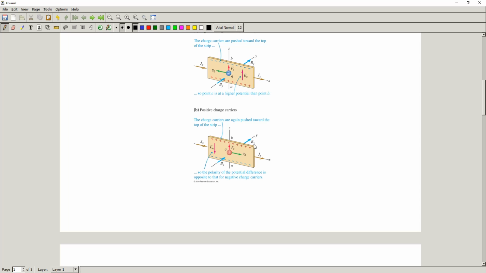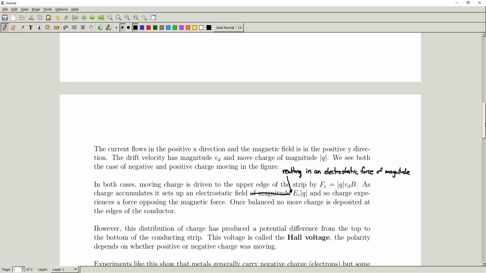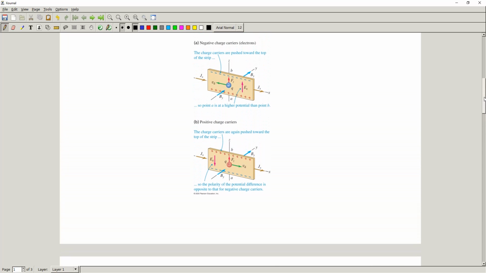So the moving charge is what gets driven upward. We end up with a buildup of that charge on the top edge of the plate, and a corresponding buildup of the opposite charge on the bottom plate, right? Because we have charge conservation across the whole conductor. And so depending on which charge we have moving, we start setting up this electric field, right? There's going to be negative charge in this case on the top edge of this plate, and positive charge on the bottom edge of this plate.